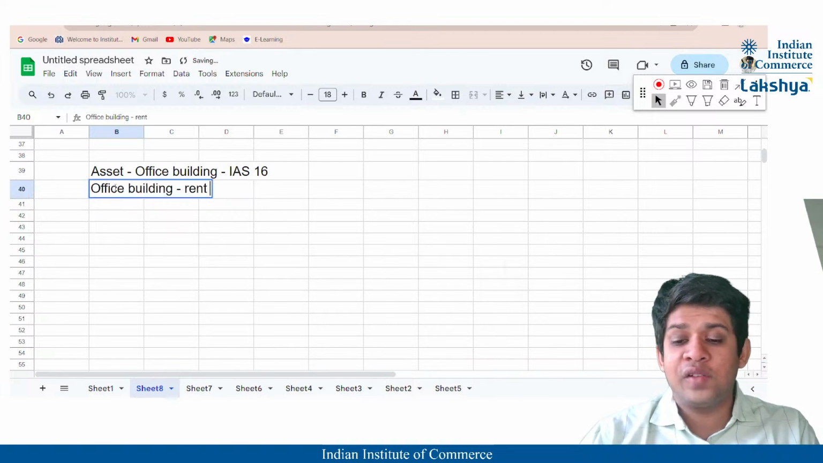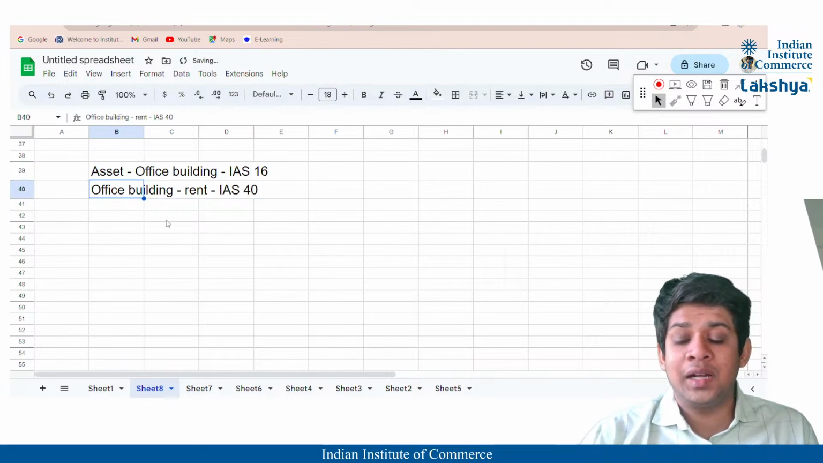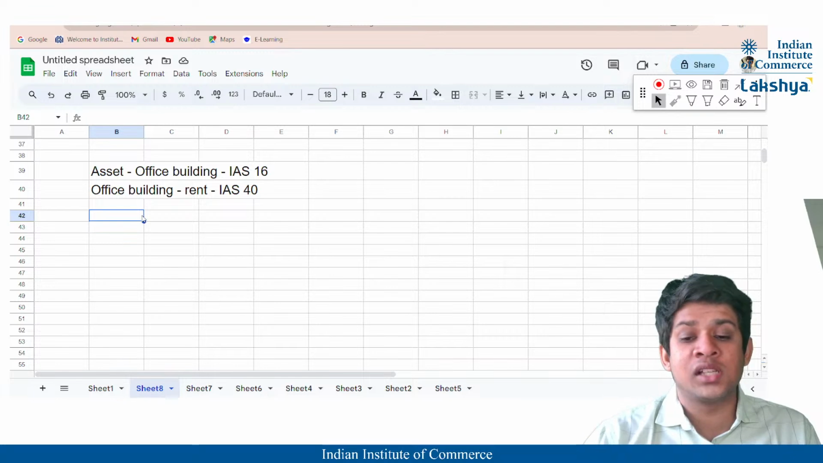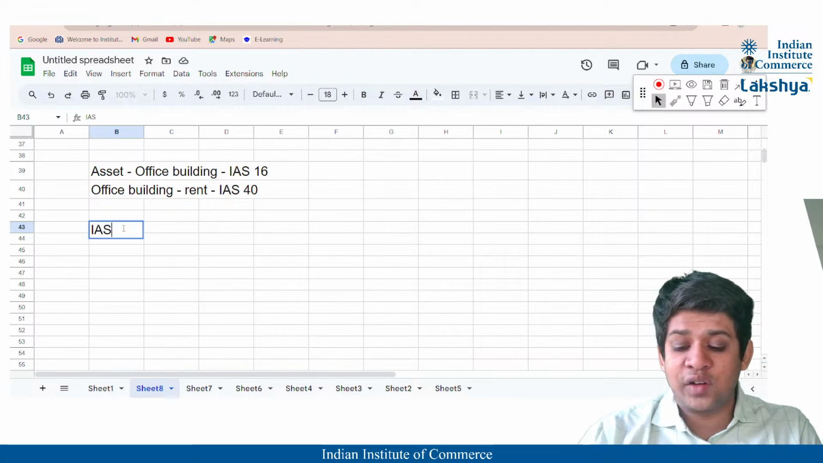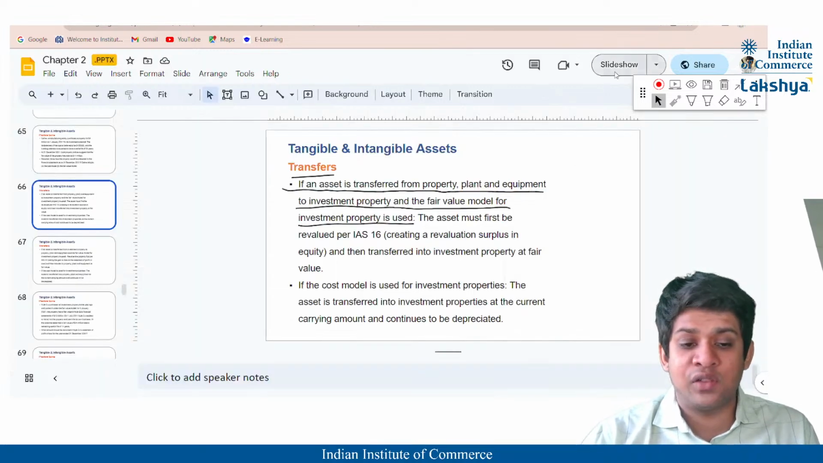Right? If I gave the office building on rent, then from now on, IAS 40 will apply, correct? Because now this office building is not used for owner-occupied purposes, but is given out on rent. So any property which is held for rental purposes or for capital appreciation will be included under IAS 40. That means I transferred my property from IAS 16 to IAS 40.